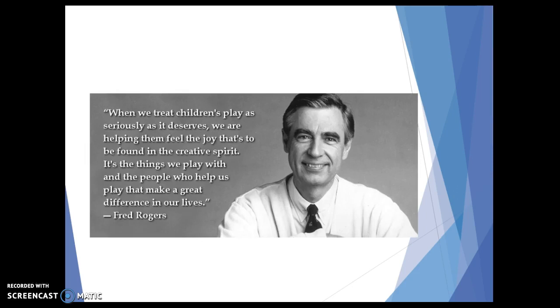All right, so we're going to wrap it up with another quote by our dear Fred Rogers. Fred Rogers says, "When we treat children's play as seriously as it deserves, we are helping them feel the joy that is to be found in the creative spirit. It's the things we play with and the people who help us play that make a great difference in our lives." So I want to leave you guys with that quote. I want you to think about the importance of play, and not just the importance of play in development, but all of these structures that are associated with it.